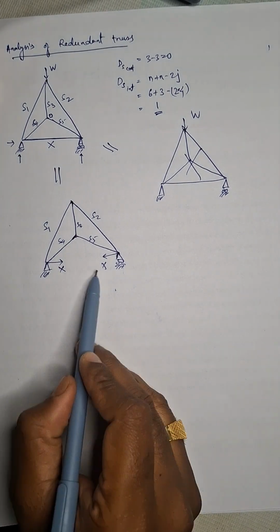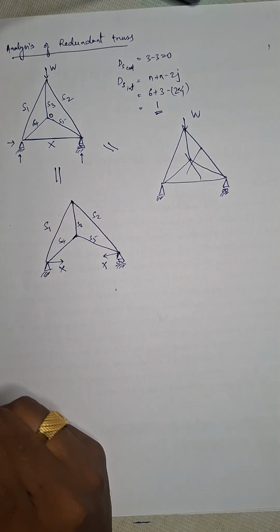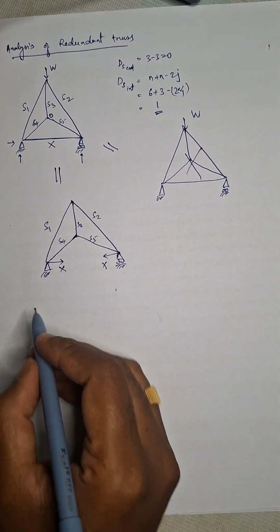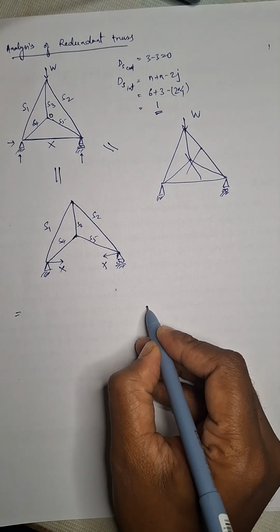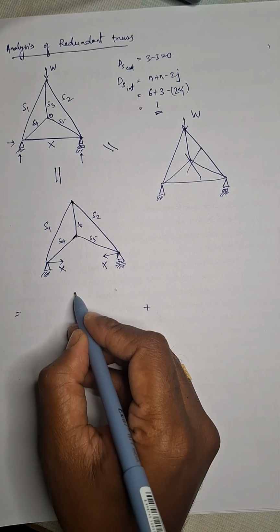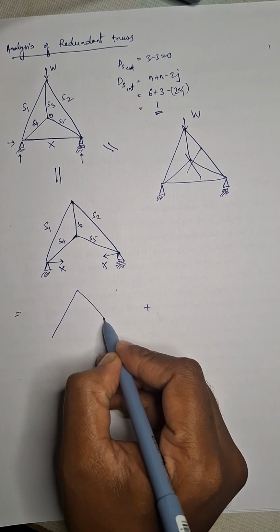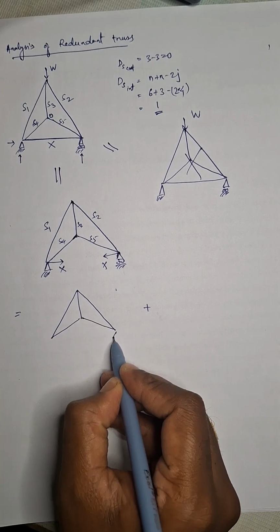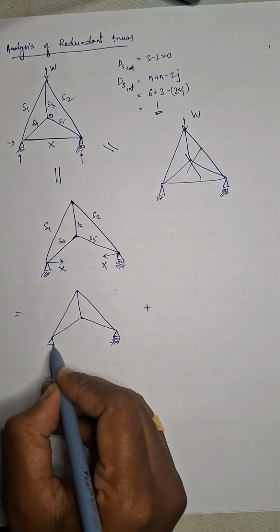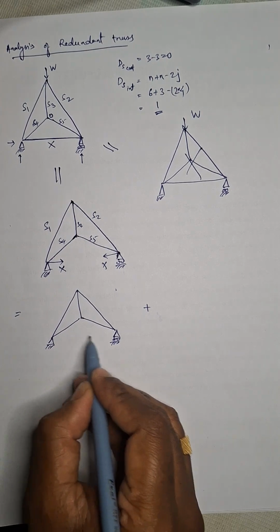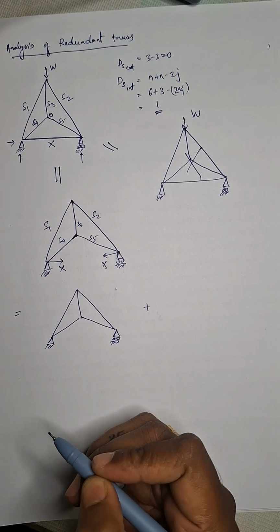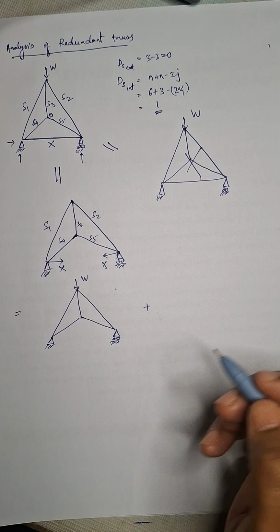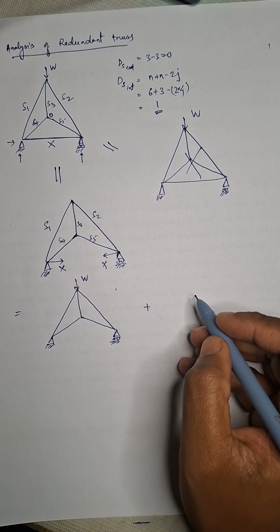So now we need to find out this X force. So what I will do, I will try to divide this total system into two parts. So how? So this will be equals to two parts. In the first part, I will remove the redundant force completely, like this. This is roller support and this is hinge. So I have removed this redundant member, with the loading condition W.